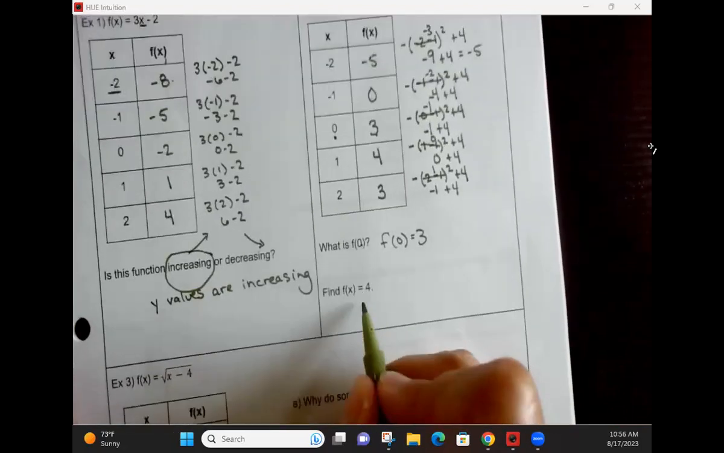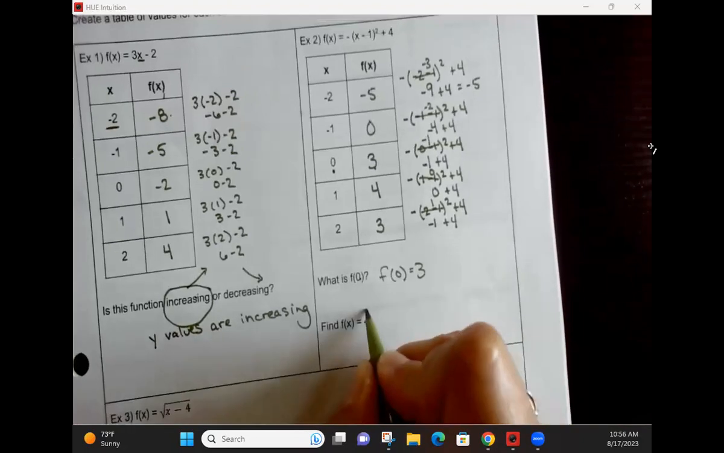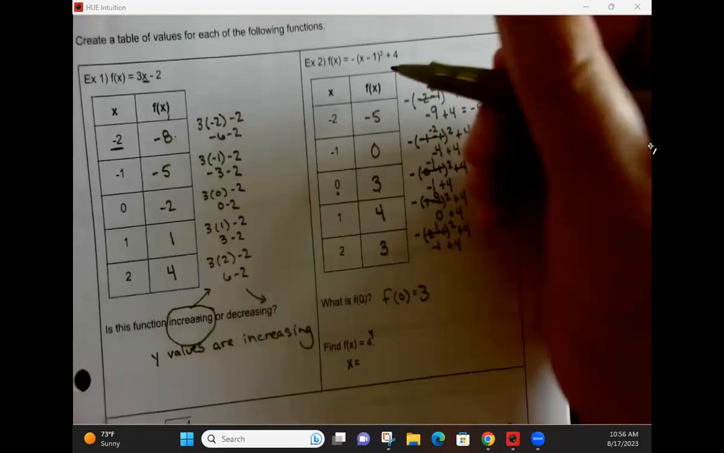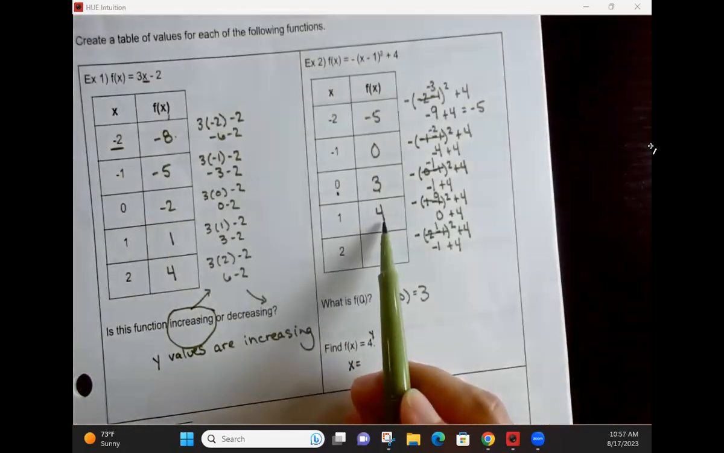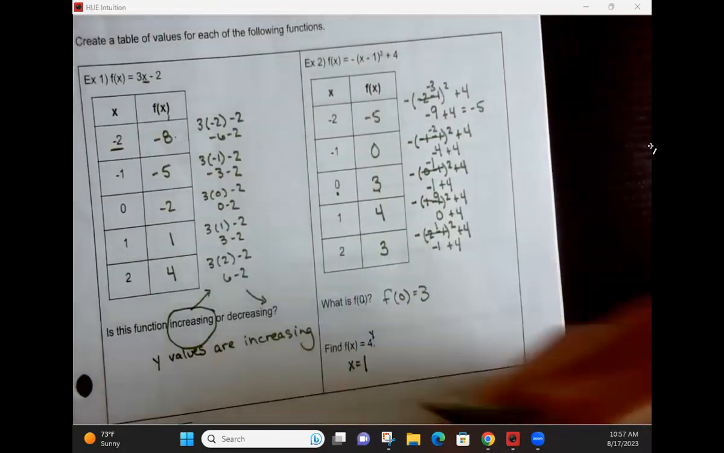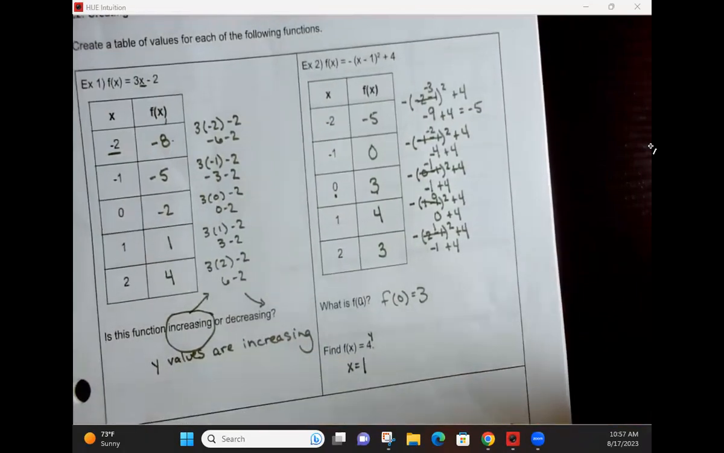And then the opposite is true as well. If I ask you an output and we have a table, you can give me the input that matches. So here's a y value. I want to know what's the x. So if my y, my output is 4, what x did it come from? 1. These are ideas that we worked on in Algebra 1. We're reviewing, refreshing. We're going to reuse those ideas again in Algebra 2. Question for me so far?